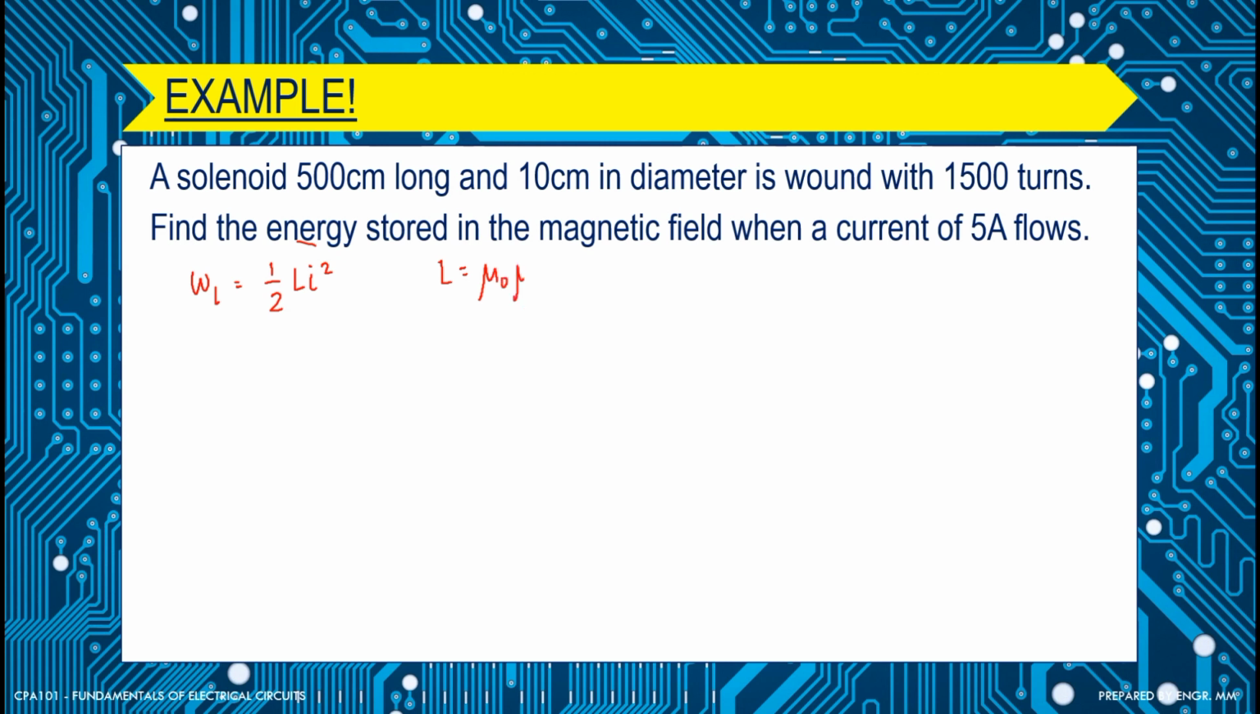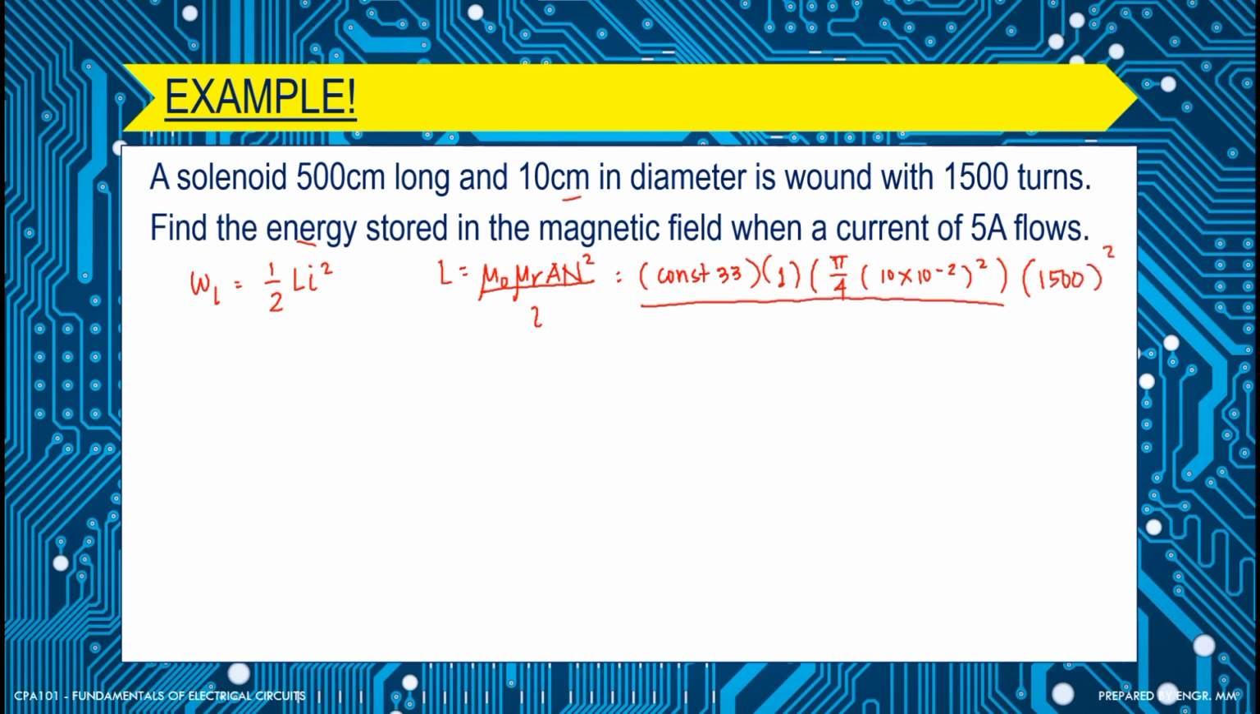That is μ0 μr A N² over the length. So our μ0 is a constant, and our relative permeability for a solenoid is 1. Then our area, since the cross-section of the solenoid is a circle, is the area of a circle, π over 4 d squared. Our d is 10 cm, or 10 times 10 to the negative 2. Then our number of turns is 1,500, and let us square that. Then our length is equal to 500 cm.